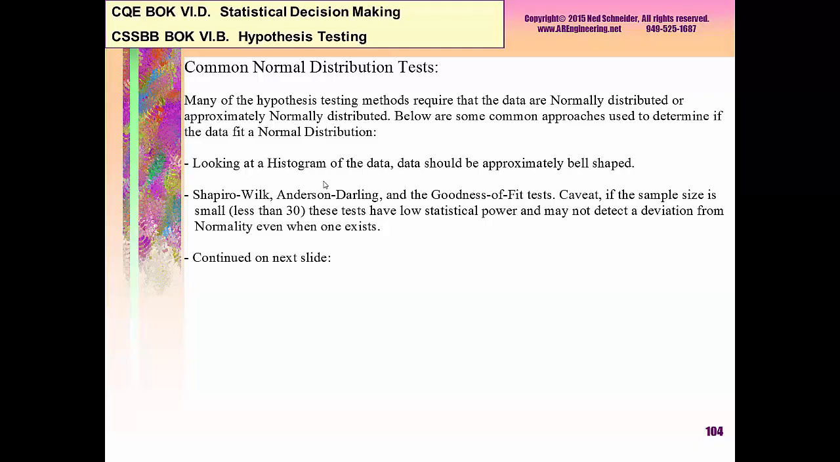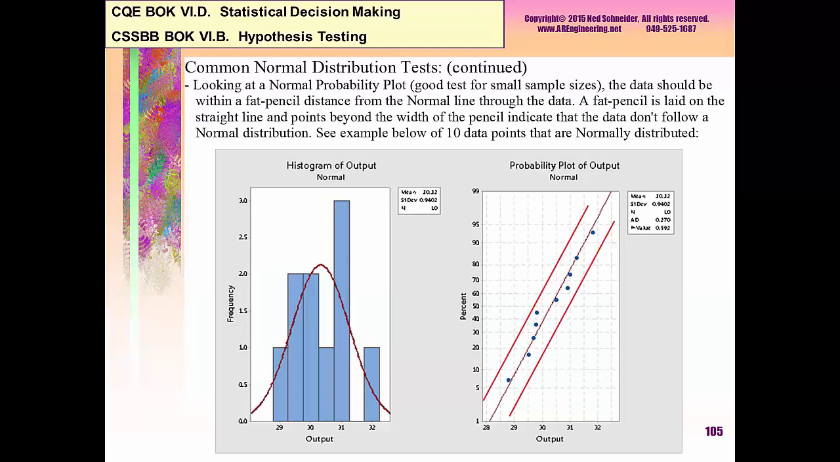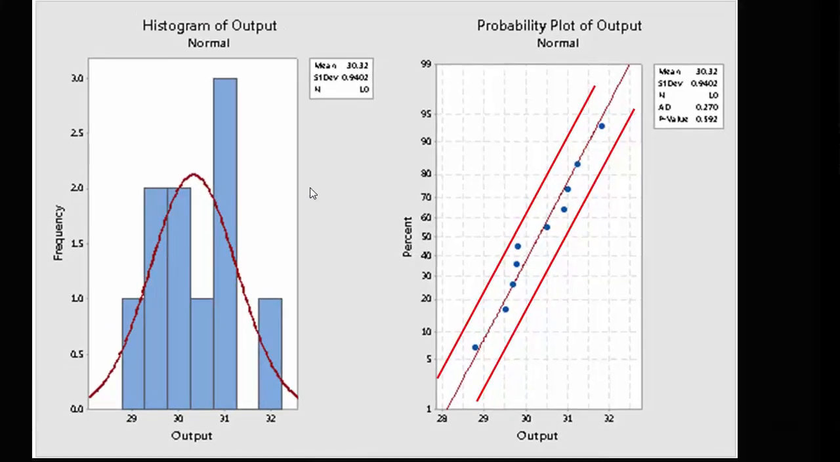Caveat, if the sample size is small, i.e. less than 30, these tests have low statistical power and may not detect a deviation from normality when one exists. When the sample size is small, one approach I like to use is the normal probability plot. And that's this plot here on the right. I had 10 data points, and they fall close to this line going through the center of the data.